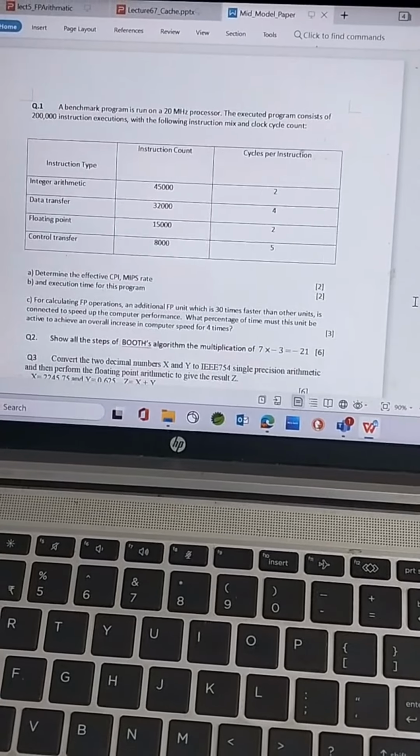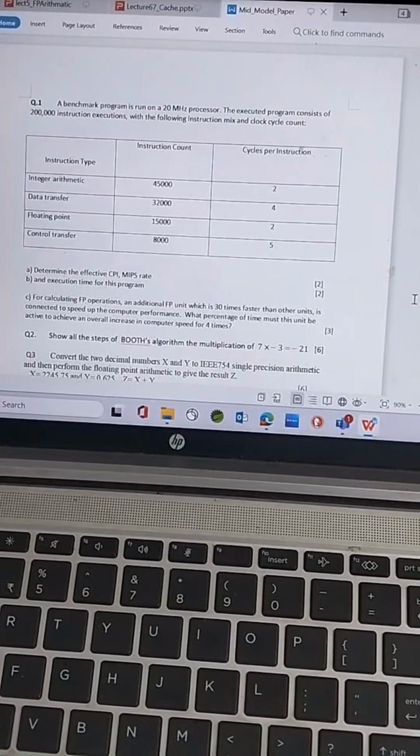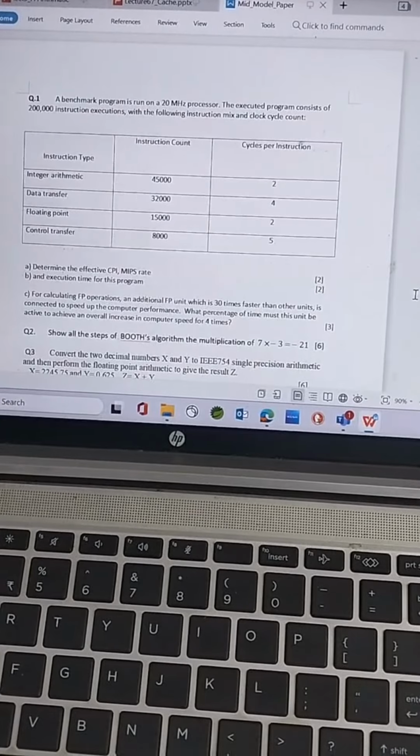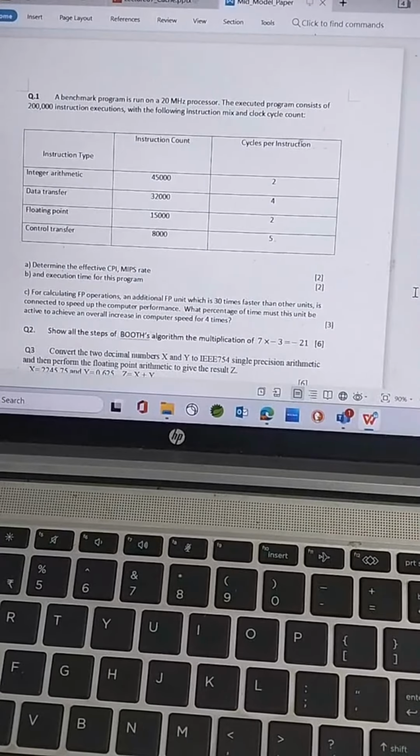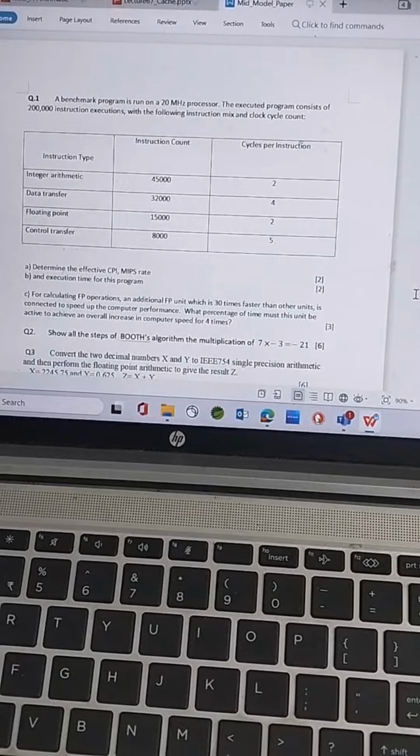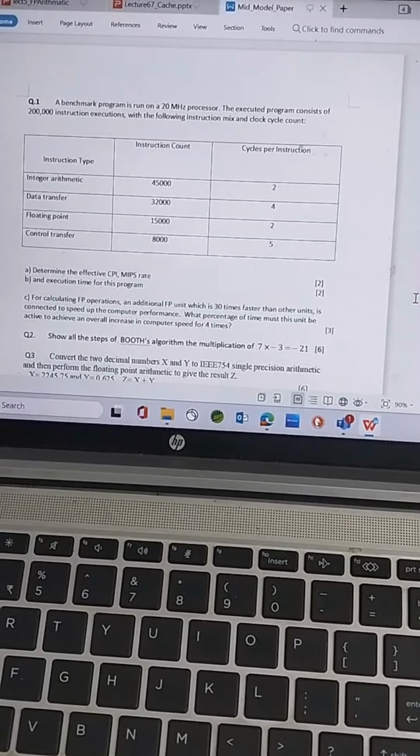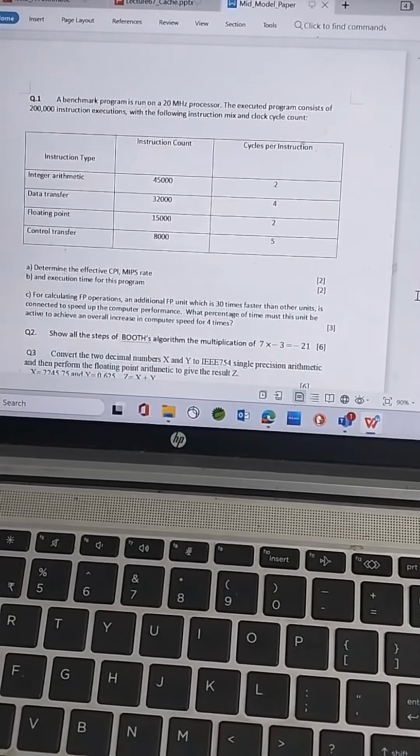And it is given like Amdahl's law. Like one of the instructions, the speed is increased and the total speed is increased. How much percentage do I have to increase in the clocks per instruction? I have to find the fraction.